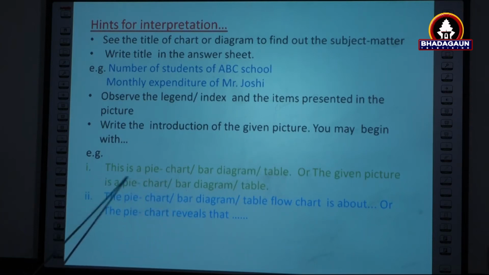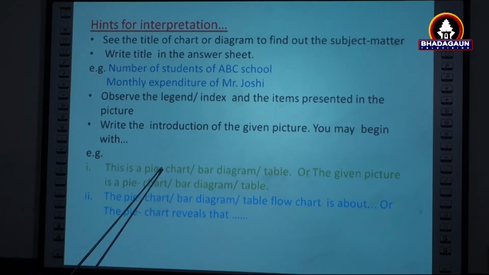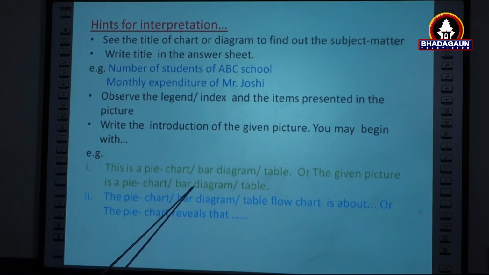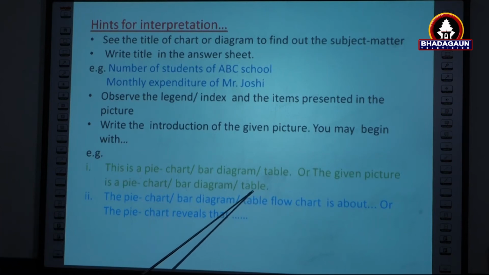For example, first of all, this is a pie chart, or bar diagram, whatever picture is given there; you have to identify that. It may be a pie chart, a bar diagram, or a table. In the first line, you may write: the given picture is a pie chart, or the given picture is a bar diagram, or the given picture is a table. The very first line is what you see at a glance or thoroughly.